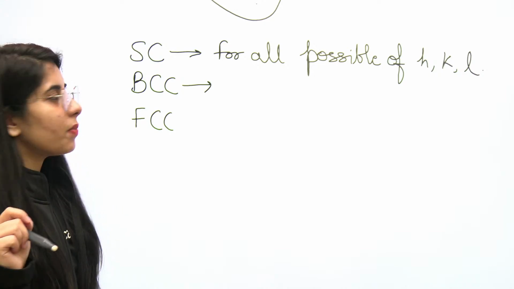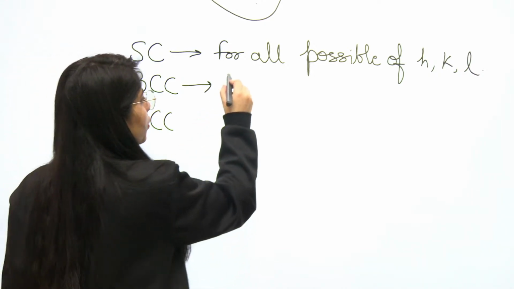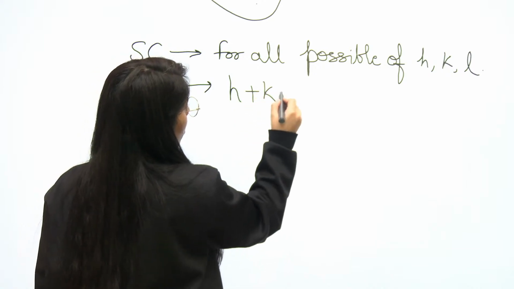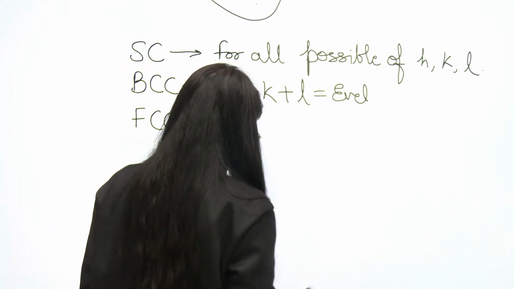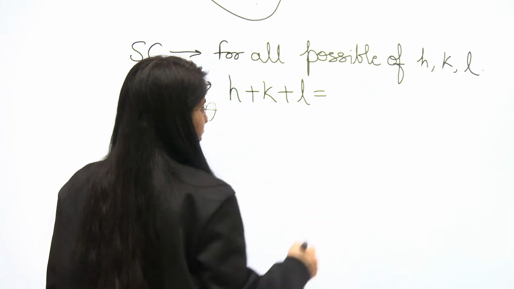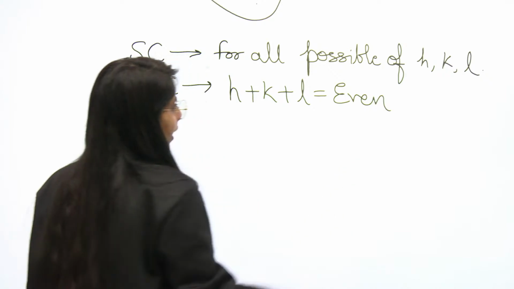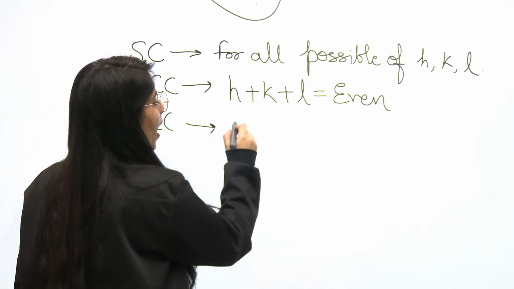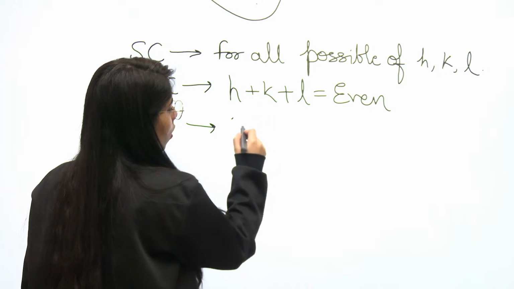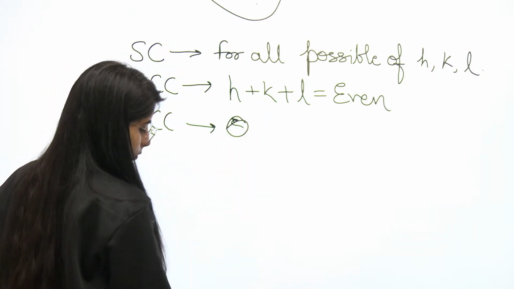While if I am talking about the BCC part, that is body centered cubic, then you will observe the diffraction peak for H plus K plus L even. If the sum of H, K and L is even, then you will be able to observe the diffraction peak. And if it is not the case, you will not get the diffraction peak there. FCC, when either all HKL are odd or all even.